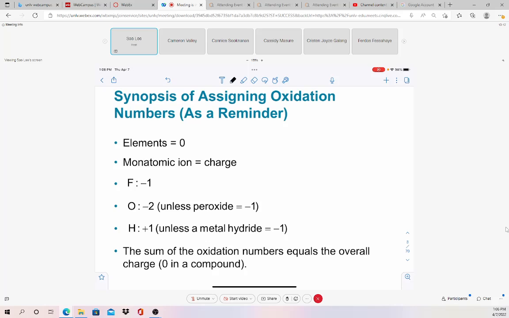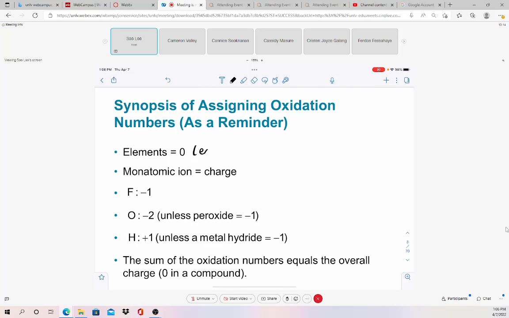So the examples would be sodium, which will have oxidation number of 0. Chlorine, helium, or oxygen, or octasulfur. It doesn't matter how many atoms of the element you have within this structure, as long as you only have the single type of element, the oxidation number will be 0. These will all have oxidation number of 0.